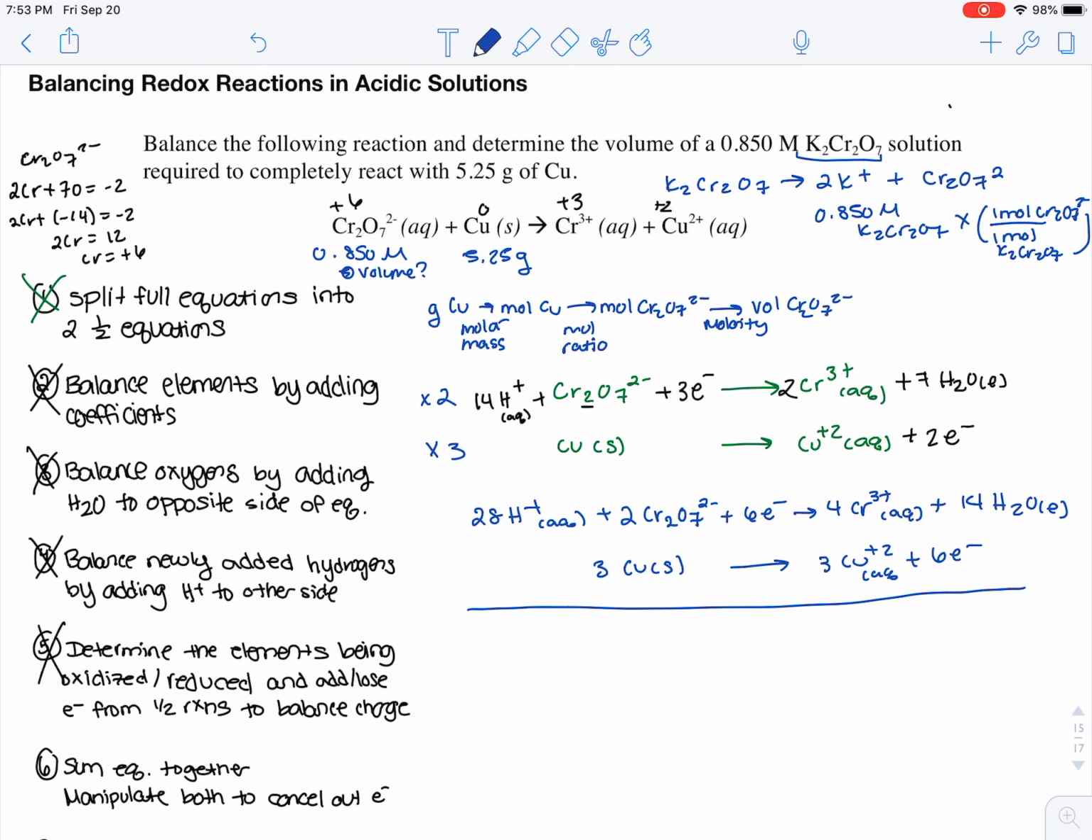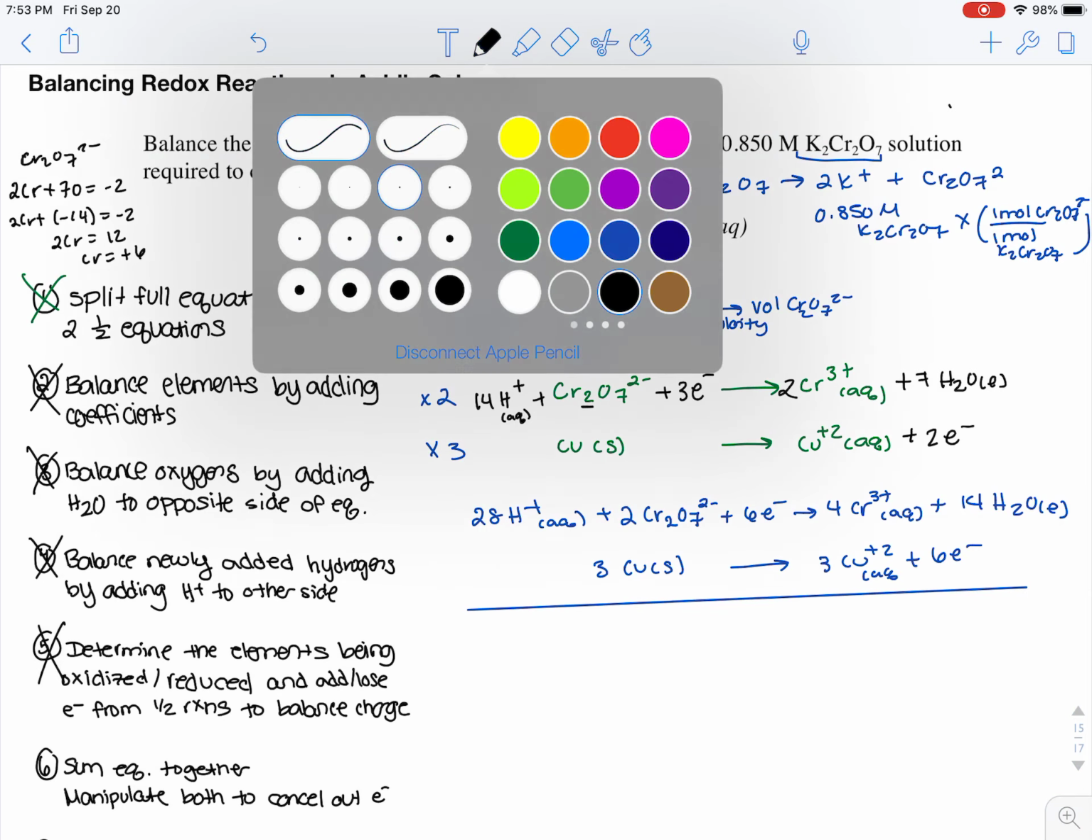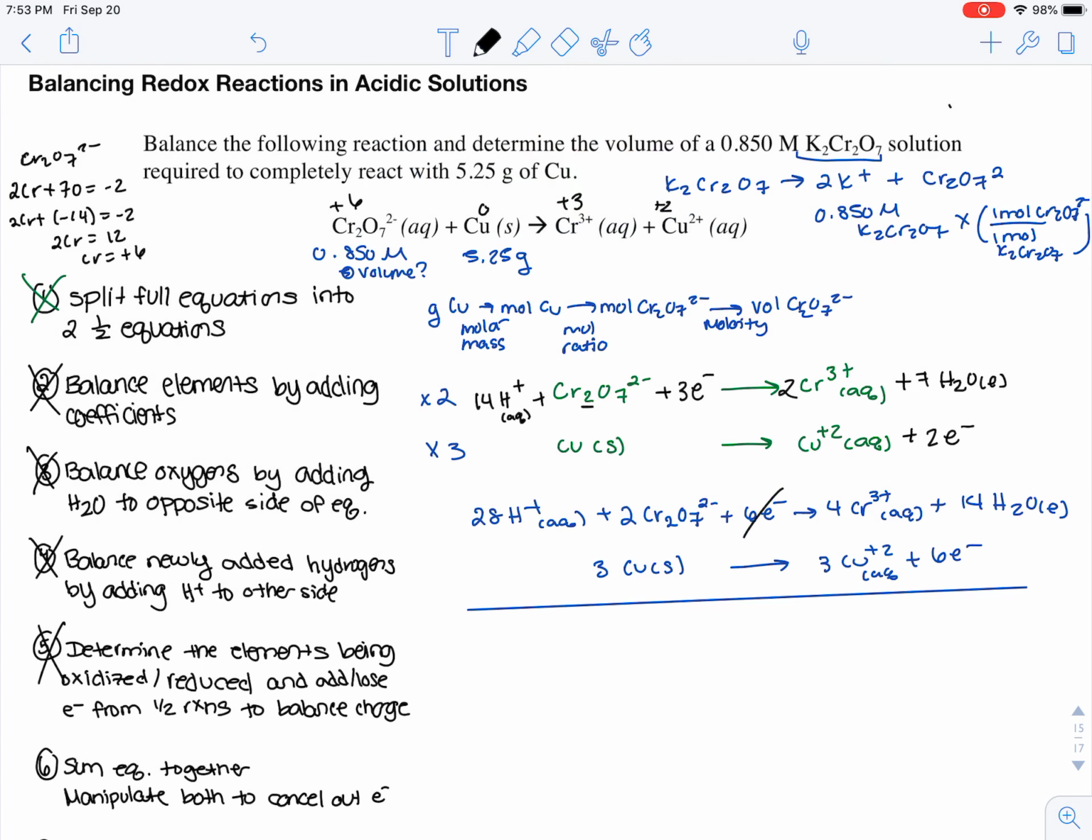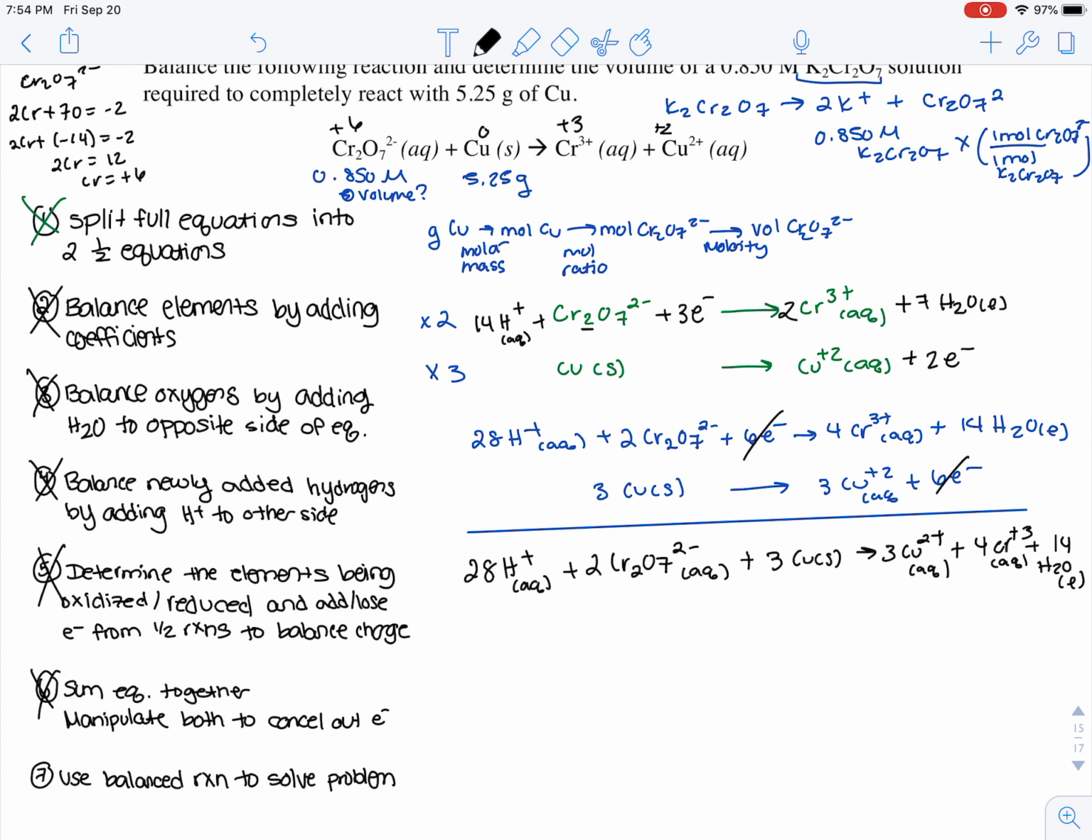And now I can sum them together and cross out my electrons. So my 6 electrons, since they're on the opposite side, would cancel, and I can sum up my equations. A little crammed here, and now I'm finished. Well, now I can use the balanced reaction to solve the problem.